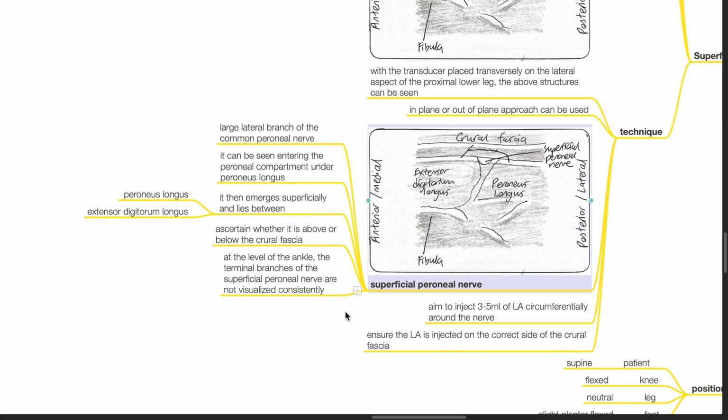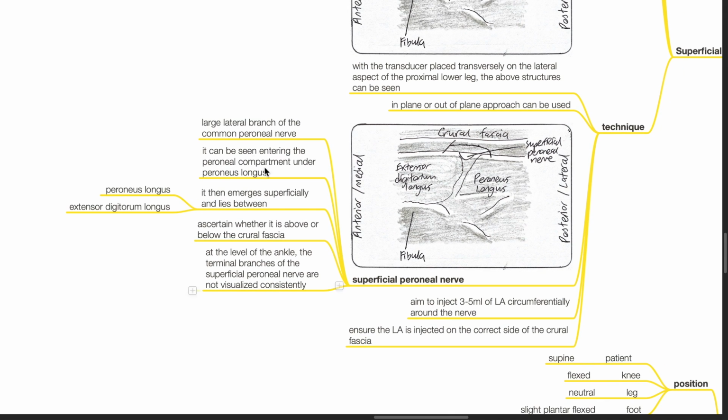The superficial peroneal nerve is a large lateral branch of the common peroneal nerve. It can be seen entering the peroneal compartment under the peroneus longus. It then emerges superficially and lies between the peroneus longus and the extensor digitorum longus. Ascertain whether it is above or below the crural fascia.